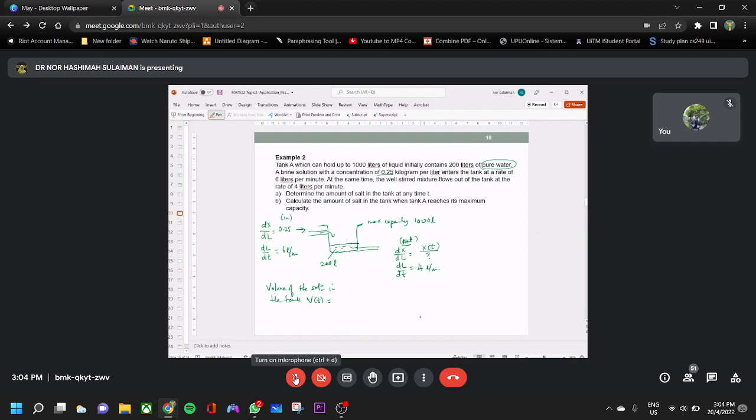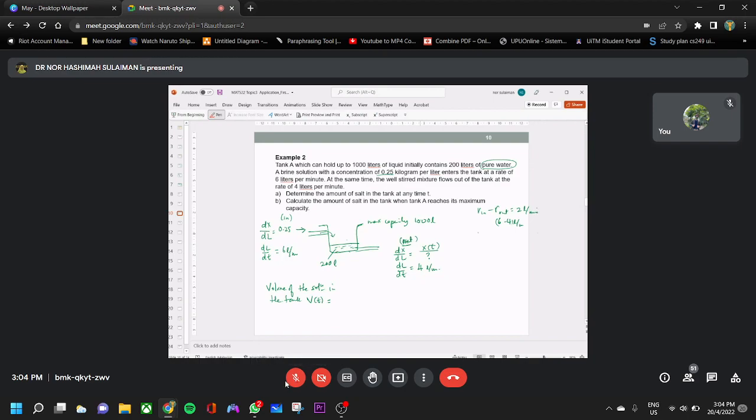VT equals what? Okay, mari kita tengok. The R in minus R out sama dengan berapa? 6 tolak 4 kan? Ya, 2. Okay. So maksud dia apa ni? Ni sama dengan 2 liter per minit. Betul? So maksud dia apa?